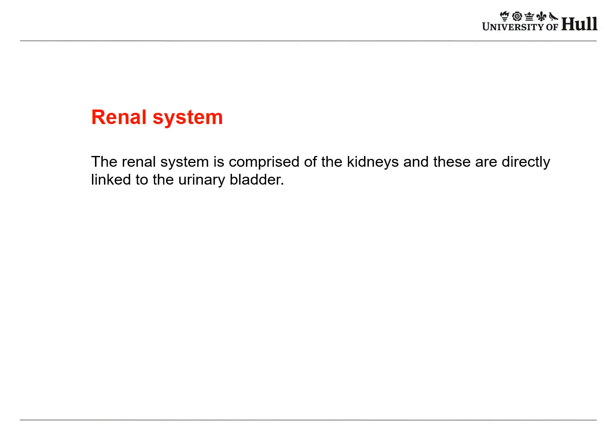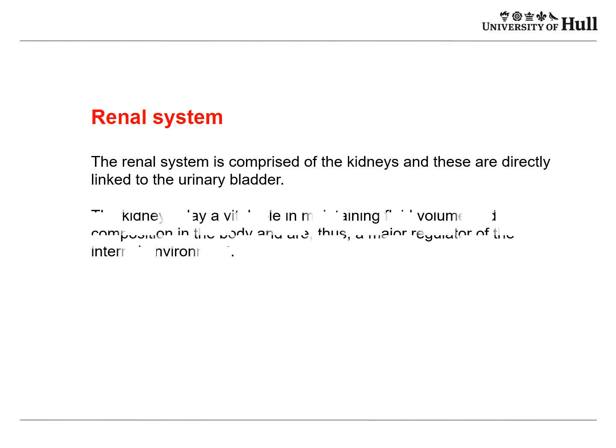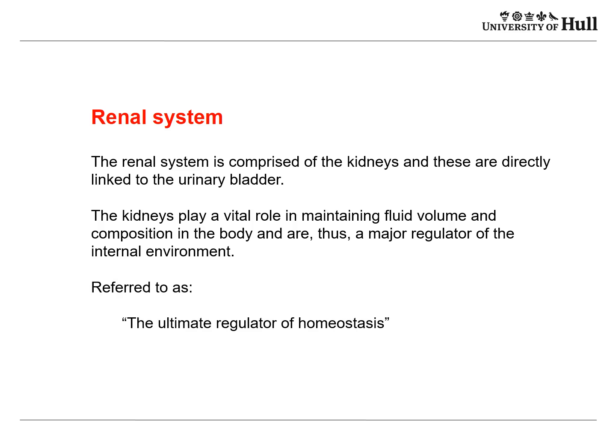The renal system is comprised of the kidneys, and these are directly linked to the urinary bladder. The kidneys play a vital role in maintaining fluid volume and composition in the body and are thus a major regulator of the internal environment. In fact, they are referred to as the ultimate regulator of homeostasis.